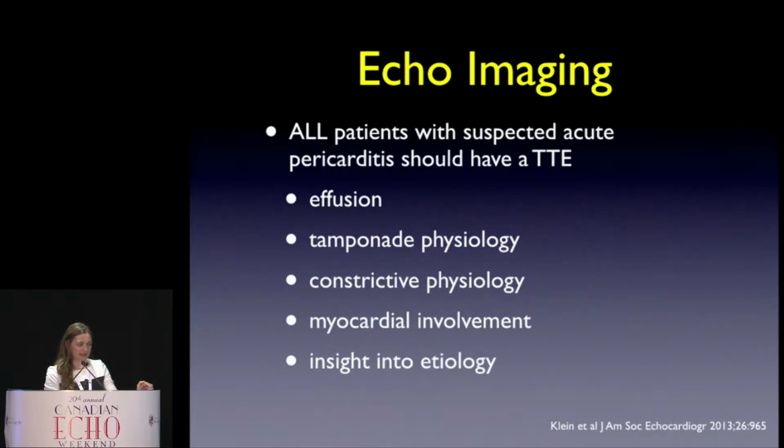So all patients with a suspected acute pericarditis should get a transthoracic echo. In the guidelines, they say it should be obtained within 24 hours. We're going to look for effusion as part of our diagnostic algorithm, and we'll also look for complications: tamponade physiology, constrictive physiology. We can screen for myocardial involvement in a myopericarditic process, and it can give insight into etiology. But it should be known that there's nothing that's pathognomonic to confirm the diagnosis, just supportive when we talk about echo.